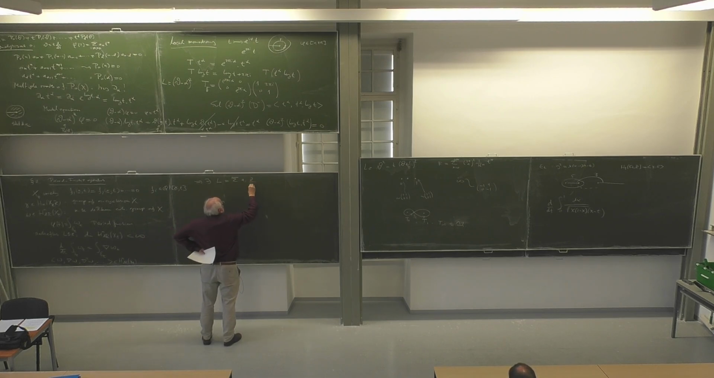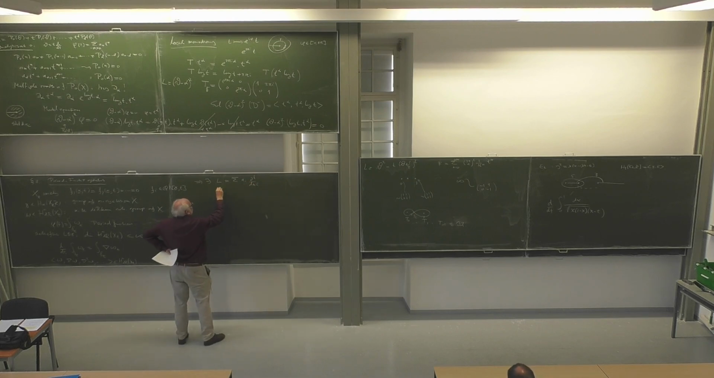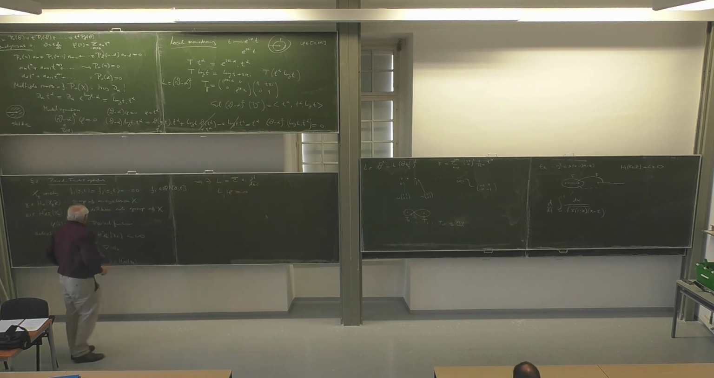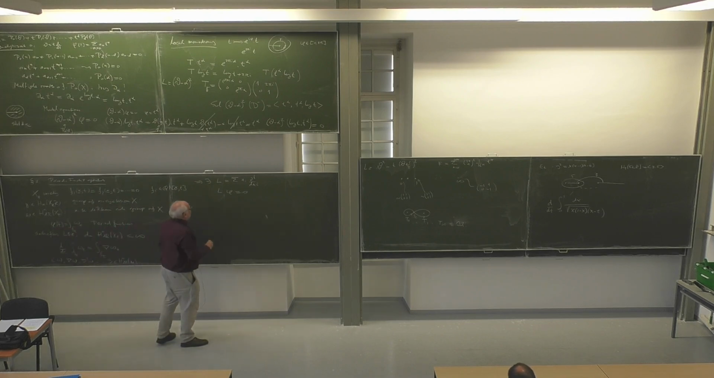such that L applied to the period is zero, and this L is independent of the cycle you choose. So, this L is called the Picard-Fuchs equation.